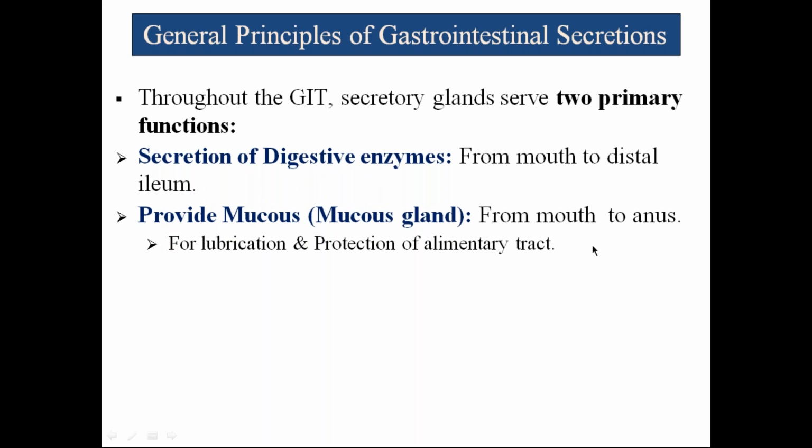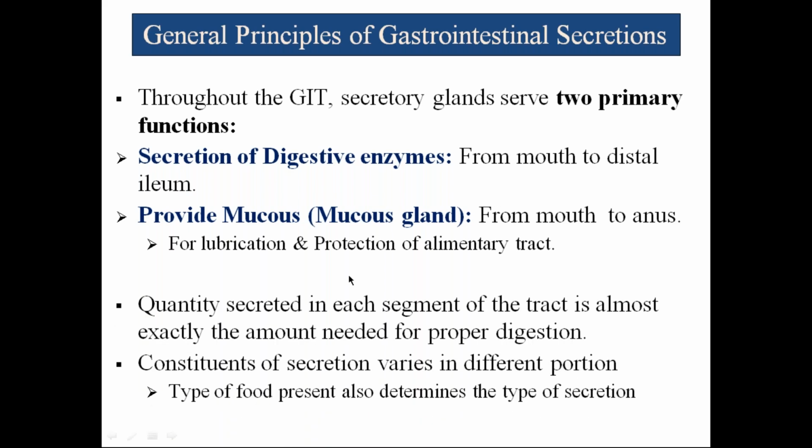Second is that they provide mucus, which comes from the mucus gland, and mucus in turn has a number of properties and importance. The next slide would show that. Another general principle of gastrointestinal secretions is that the secretion in each segment of the tract is only to the tune of how much is needed there, right? It is not that if it requires a secretion of 1 milliliter per minute, it will be secreted at the rate of 10 milliliters per minute. No, the quantity which is secreted in each segment will be almost exactly equal to how much is required.